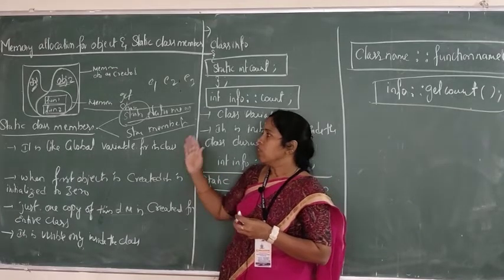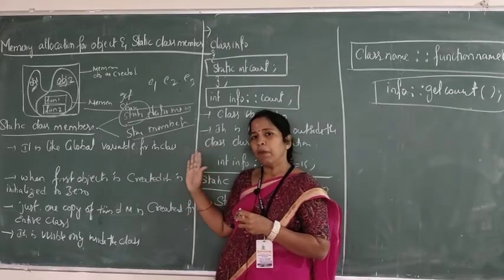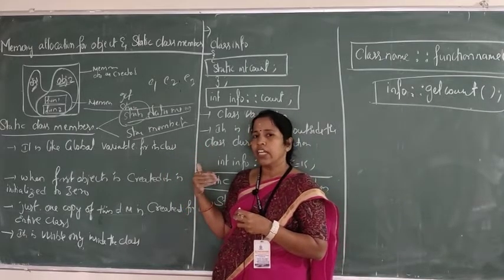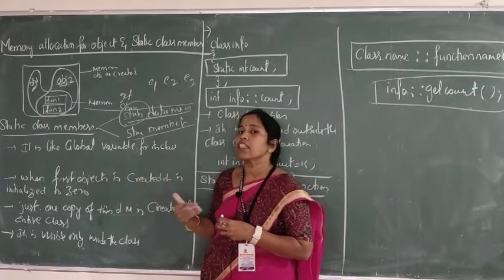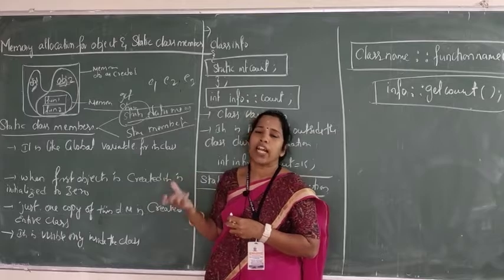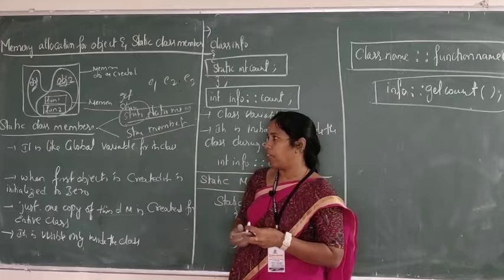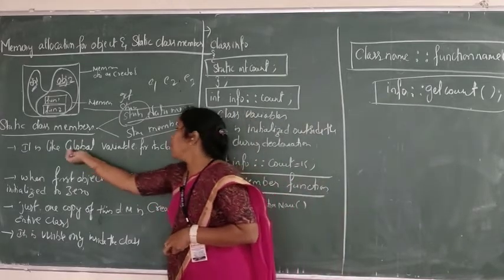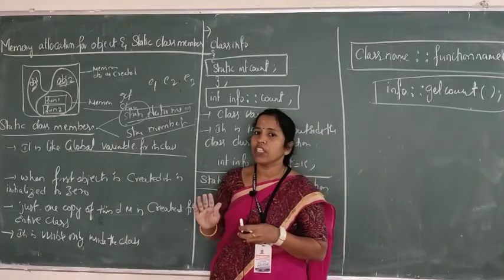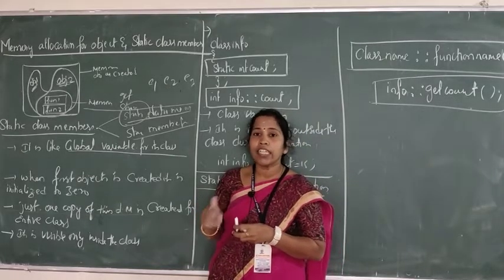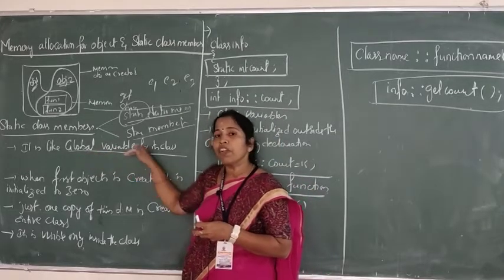Now, both static class members are similar to the other data members, whatever variables we use in normal variables. But when they are used in terms of classes, they have some special characteristics. So these points you have to write. Under the first point, it is like a global variable for its class. Static variables are defined inside the class here, so that's why it is considered a global variable for the class.